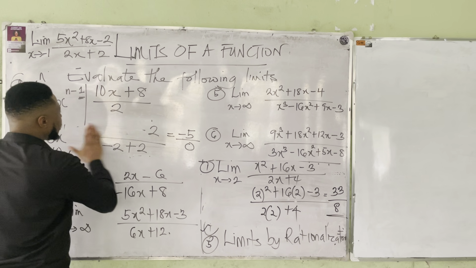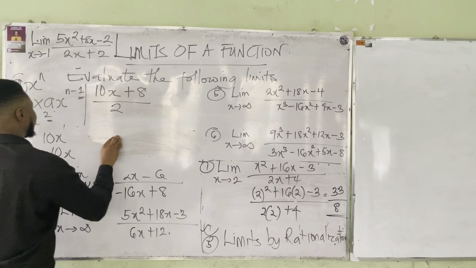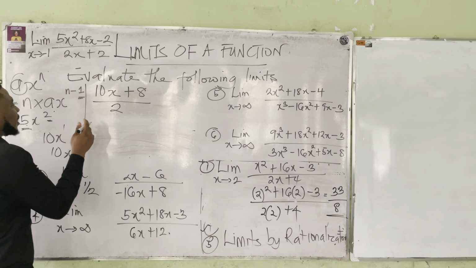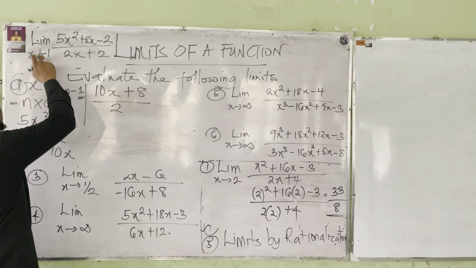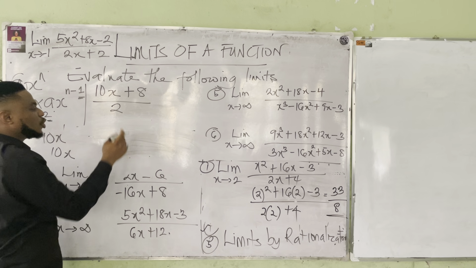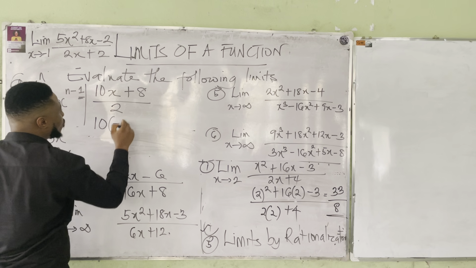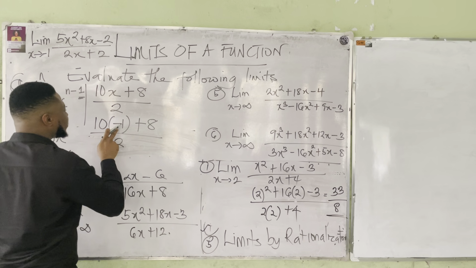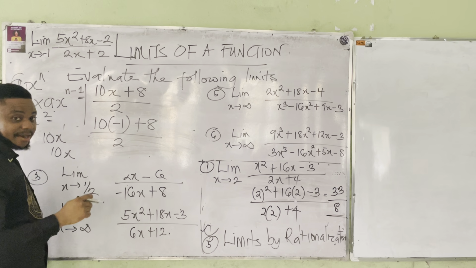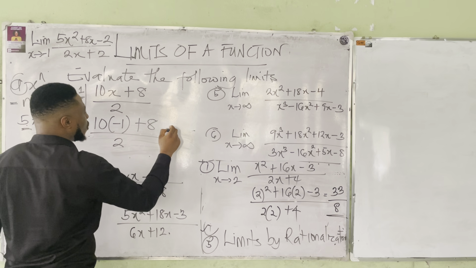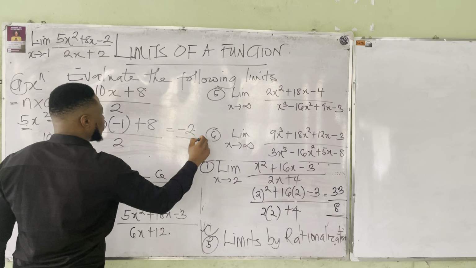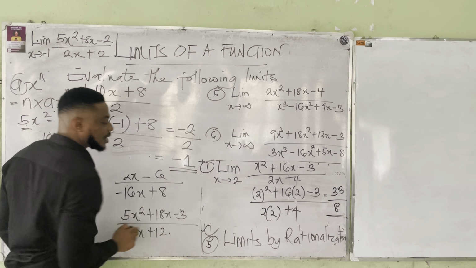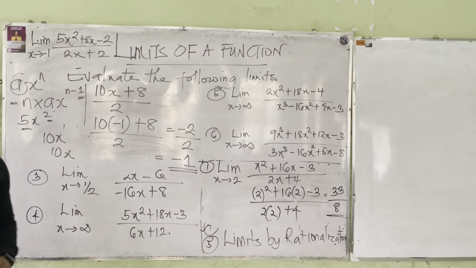So it means that after we have differentiated, remember it's still this question we are working on, now substitute that value into the function again. So this will be 10 times minus 1 plus 8, divided by 2. 10 times minus 1 is minus 10, right? Minus 10 plus 8 will give you minus 2. So minus 2 over 2 will give you minus 1. This is our answer. So that's our final answer.